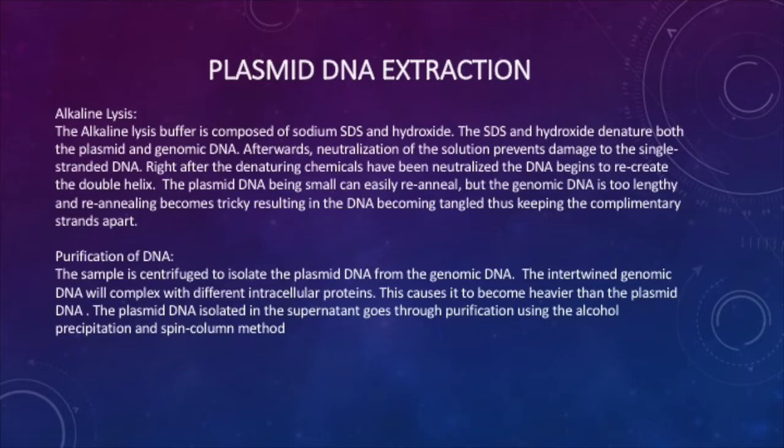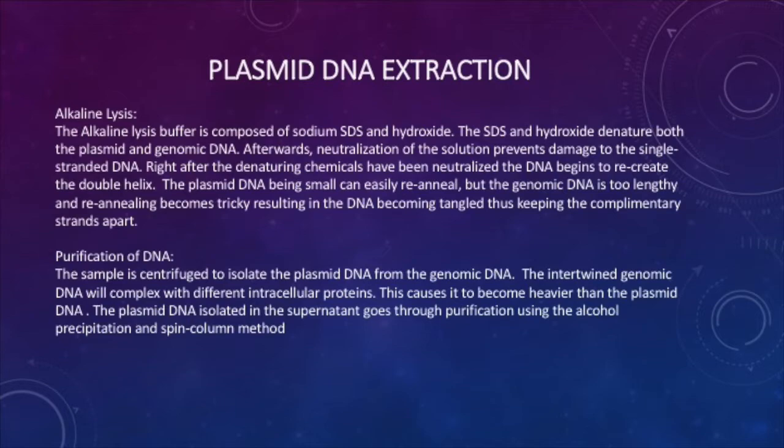Right after the denaturing chemicals have been neutralized, the DNA begins to recreate the double helix. The plasmid DNA, being small, can easily reanneal, but the genomic DNA is too lengthy and reannealing becomes tricky, resulting in the DNA becoming tangled, thus keeping the complementary strands apart.